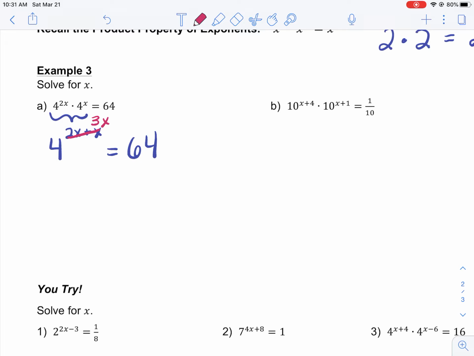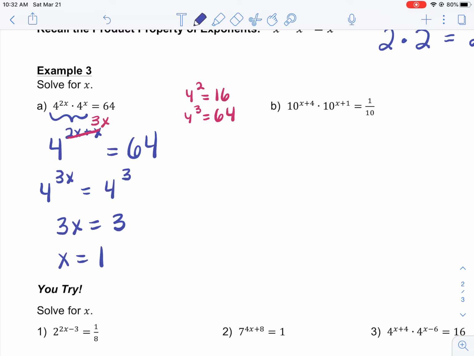Now I'm going to try to rewrite 64 with a base of 4. Again, you can use a calculator. We know 4 squared is 16. If you type 4 to the 3rd, you get 64. So what we're going to do next, we're going to write 4 to the 3x equals 4 to the 3rd. Our goal is always to get the bases to be the same. So now we have 3x equals 3, and x equals 1.